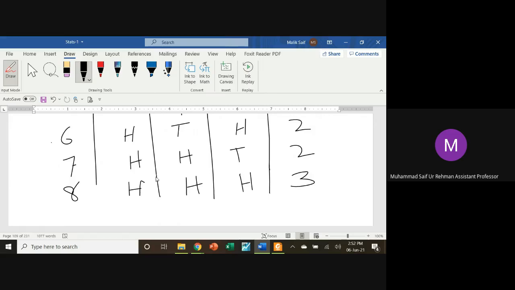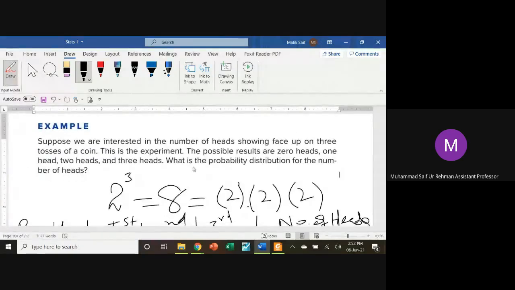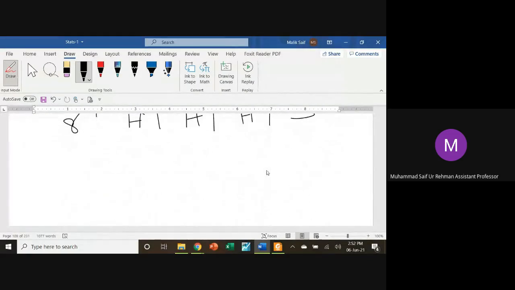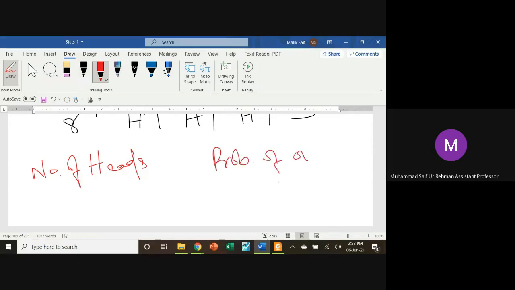Now the next step is you have to see what is the probability distribution of the number of heads. So we are basically interested in probability distribution. How will you write down the probability distribution table? Again, there will be another table where you will write down number of heads, and in the next column you will write down the probability of outcome, like this.